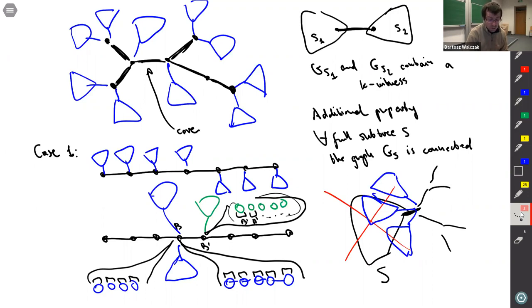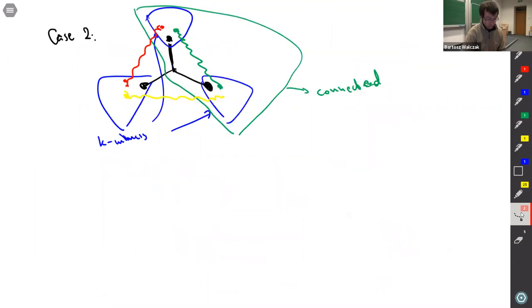Overall, we are able to provide a dynamic program which uses a number of subproblems of the order n log n, where n is the size of the graph. But I think I cannot say anything more about how we do it because my time is up. So thank you. Thank you for your attention.